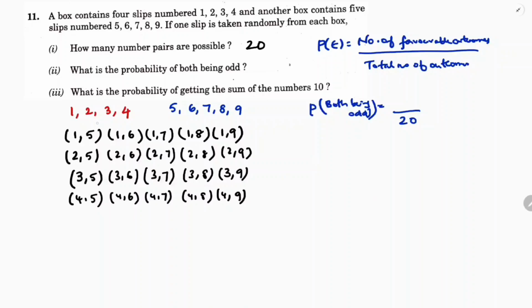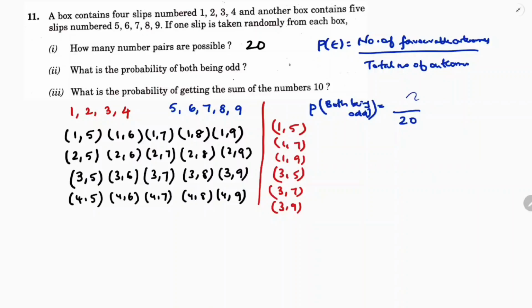So 1, 5, favorable, because 1 is odd, 5 is odd. 1, 7, that's it. In the second case you will not get any, because everything starts with 2. And in the first one 1, 9 also will come. And in the third one 3, 5, 3, 7, and 3, 9. So total 6 possibilities. So 6 possibilities out of 20, and if you cancel, it's 2 times 3 over 2 times 10. So the answer is 3 by 10.